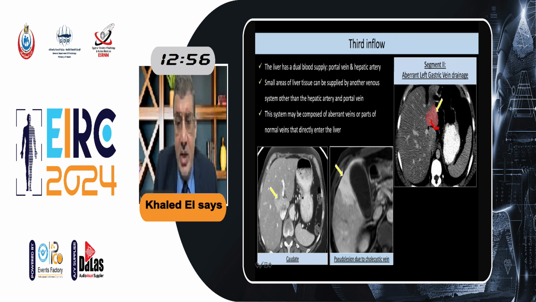And all of these share the pitfall of perhaps being demonstrated as a pseudo lesion and can be mistaken for a true lesion, and you can see an anomalous vein or anomalous vessel supplying it, right? So this is third inflow.